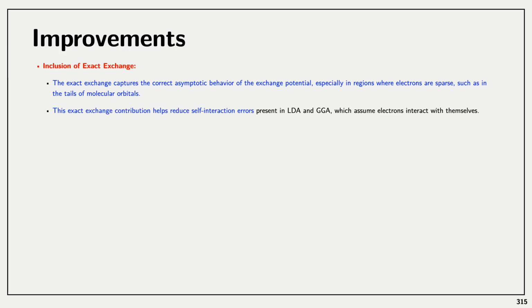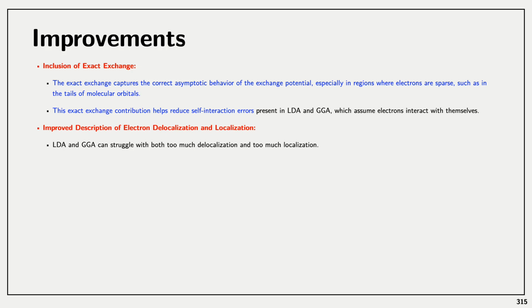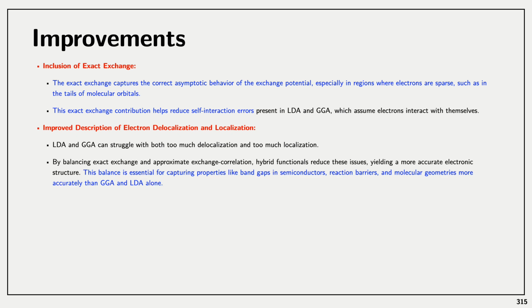We address a major drawback of LDA and GGA, which is the self-interaction problem. The fact that basically the exchange correlation hole, if you will, so the reduction of density around a given electron because of its presence there. So this is an improvement in hybrid functionals. And similarly, along those same lines, we also improve the delocalization and localization. LDA and GGA suffer from issues with localization and delocalization, while the hybrid functional is going to be able to take into account this localization and delocalization better.